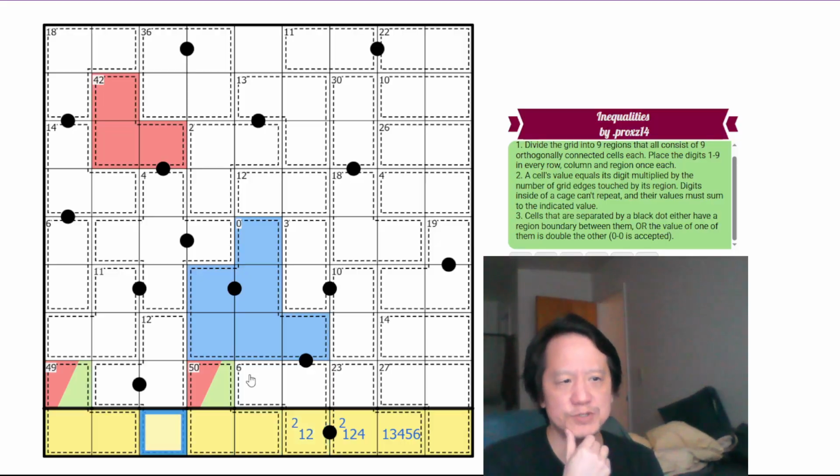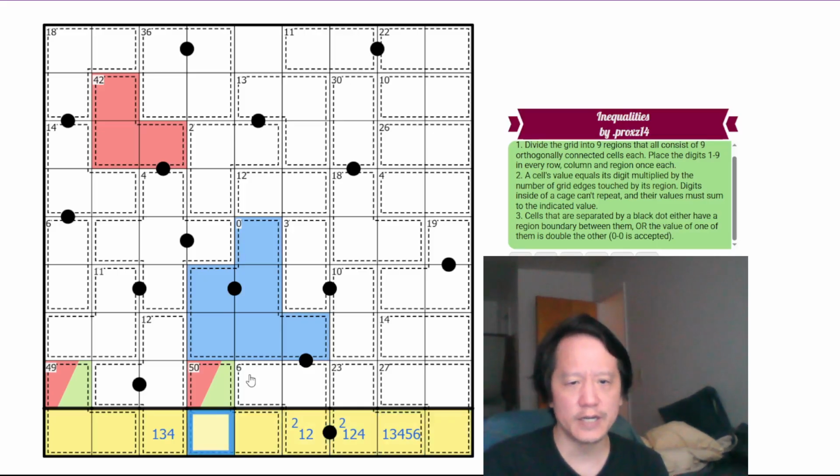This times 3, it could be 1 through 4 here. Cannot be 2 because of 2. To add up to 12, this is 4 at most. 4 times 3 is 12. We don't know about this. This could be up to 9.